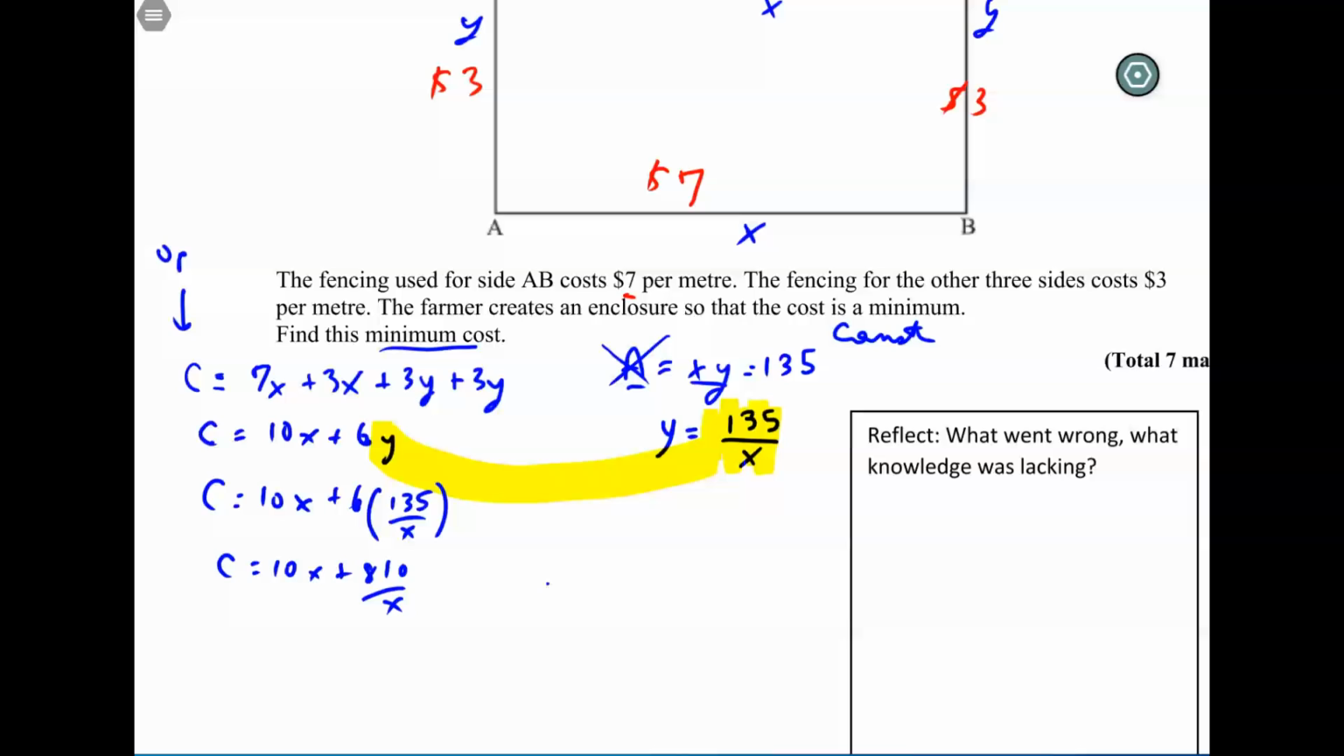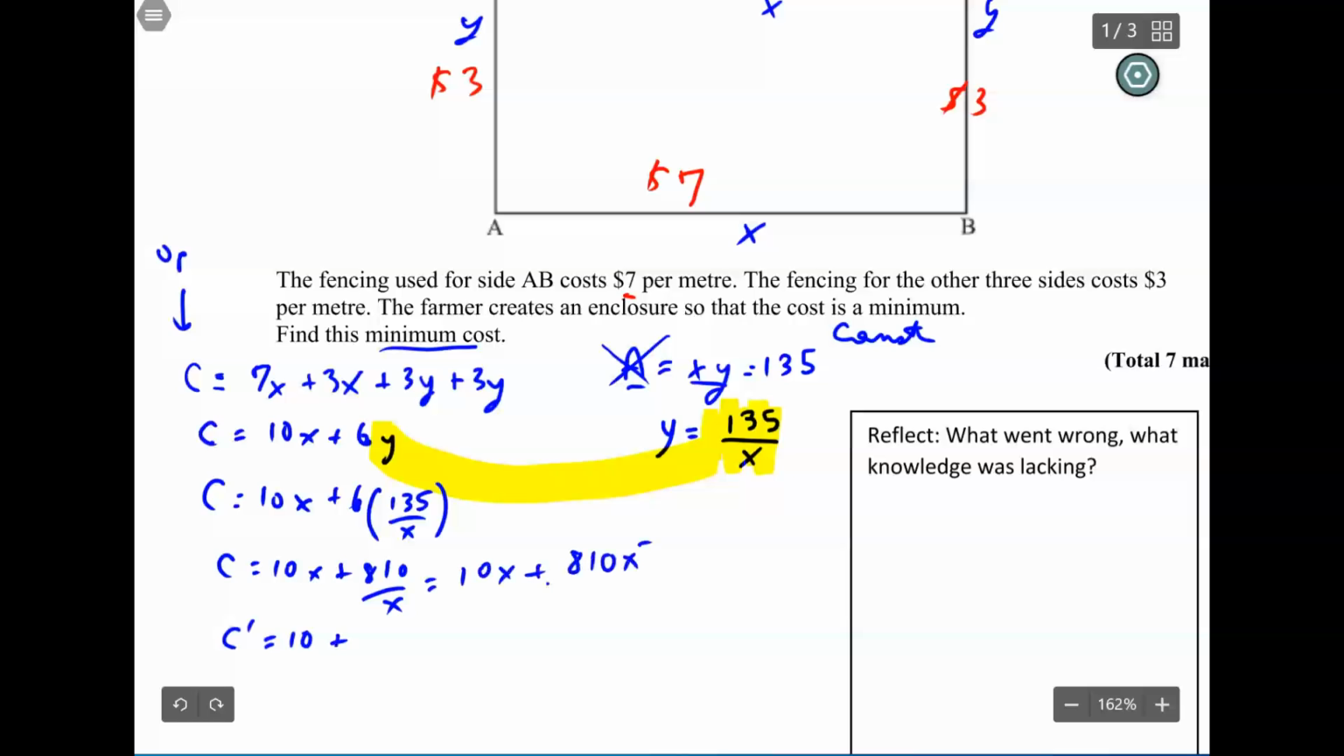Now what am I going to do? Since the optimization equation has been reduced to 2 variables, C and x, I can take the derivative of C with respect to x, which gives me C dash equals 10 plus, and remember, 810 divided by x is the same thing as 810 times x to the negative 1. Taking the derivative of this, we'll get 810 times negative 1 times x, and then we'll reduce the negative 1 to a negative 2. Now we can rewrite C dash, so it's 10 minus 810 x to the negative 2. It's 810, not 816.